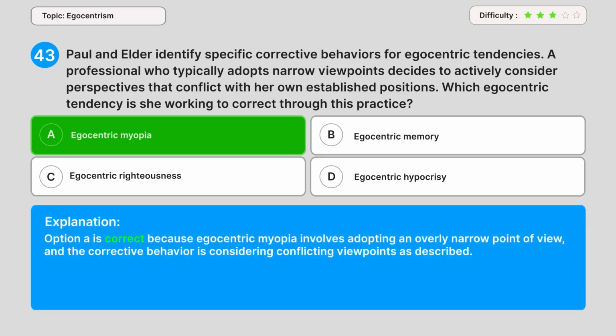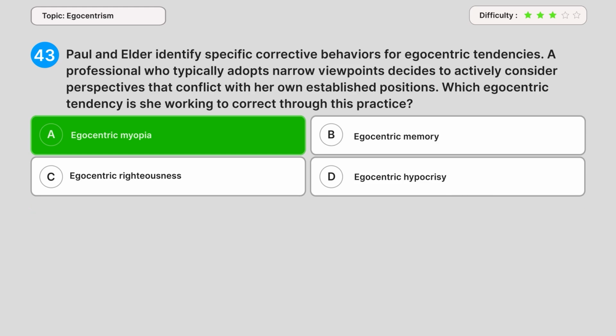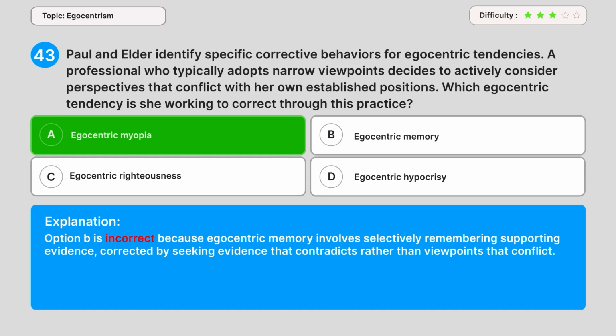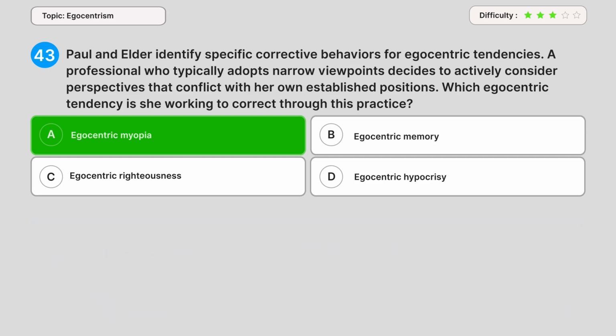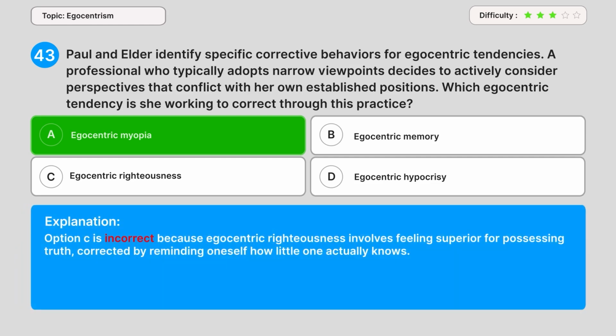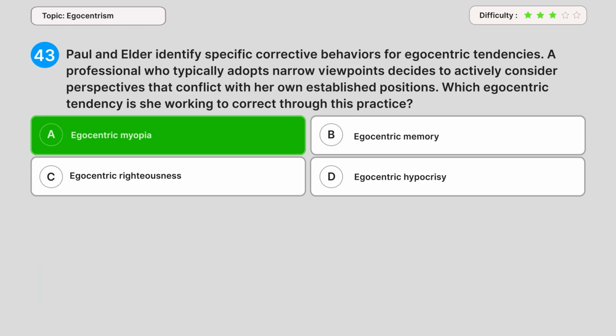Explanation. Option A is correct because egocentric myopia involves adopting an overly narrow point of view, and the corrective behaviour is considering conflicting viewpoints as described. Option B is incorrect because egocentric memory involves selectively remembering supporting evidence, corrected by seeking evidence that contradicts rather than viewpoints that conflict. Option C is incorrect because egocentric righteousness involves feeling superior for possessing truth, corrected by reminding oneself how little one actually knows.